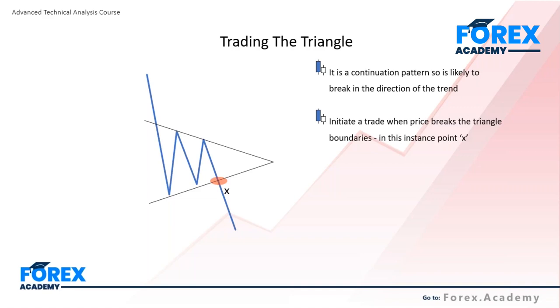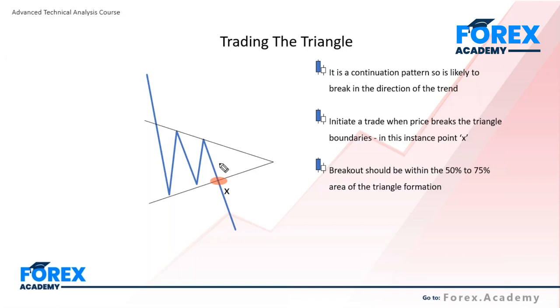Remember, like all continuation patterns, price action is likely to be impulsive, so breakout trading could be a consideration. But point X confirms the triangle, also confirms the breakout, and is the point you could then begin considering taking, in this instance, short positions. One very important point, though, to bear in mind is that the breakout of a triangle should be within the 50 to 75% area of the triangle's formation.